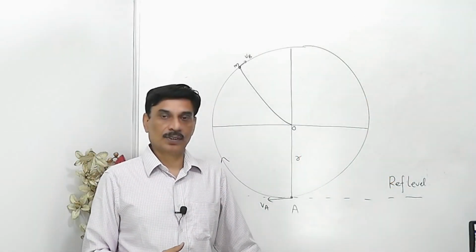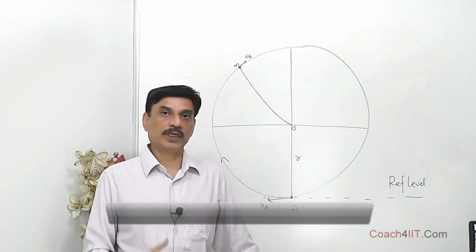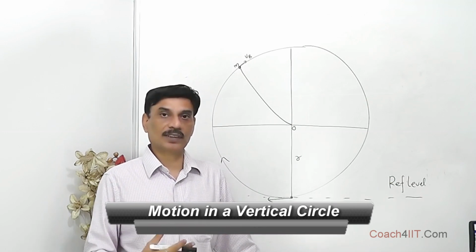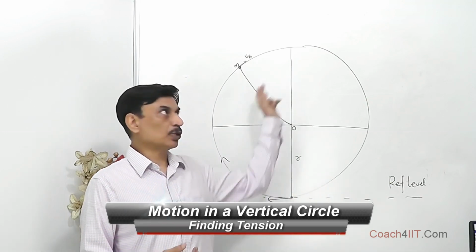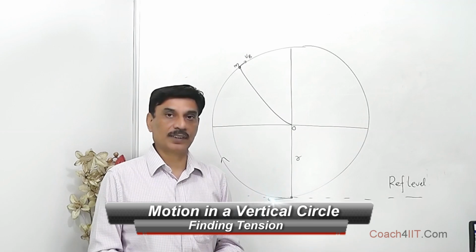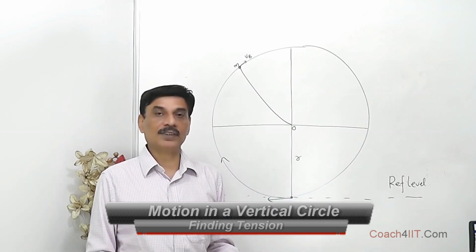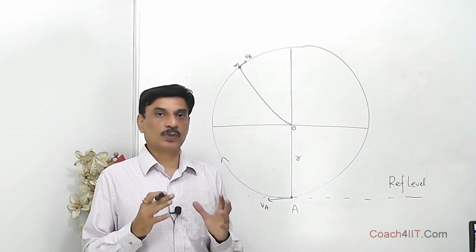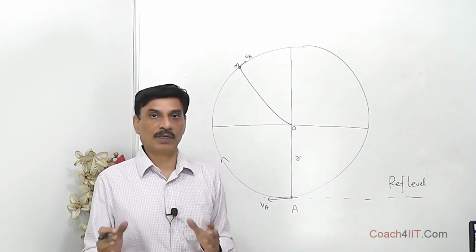Take another case where the body is moving in a vertical circle, completing the vertical circle time and again. Once it has been put into motion and completes one vertical circle, there are no losses of energy. This will continue to move in this vertical circle till infinity.